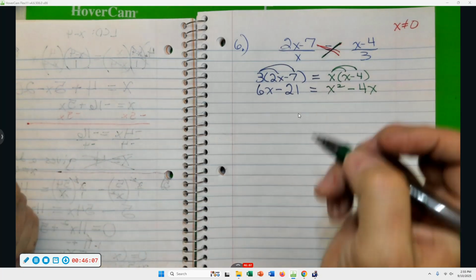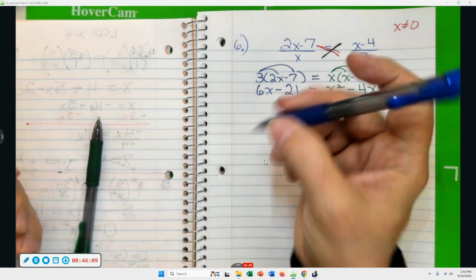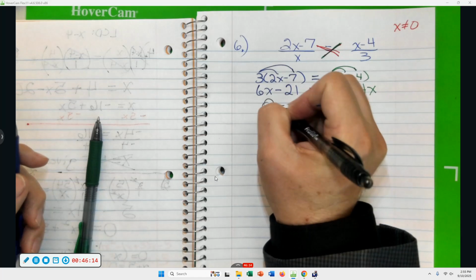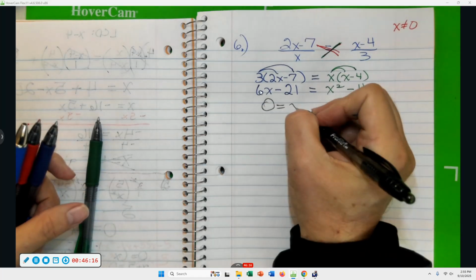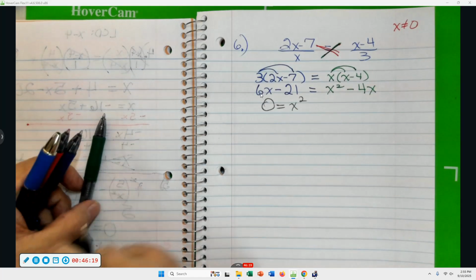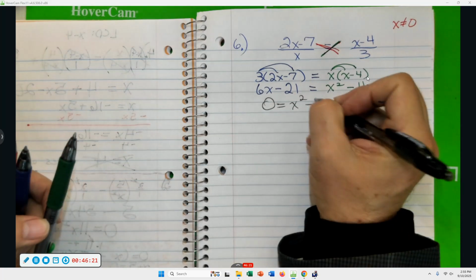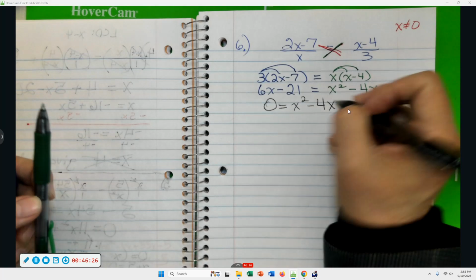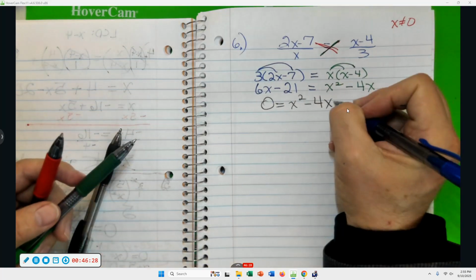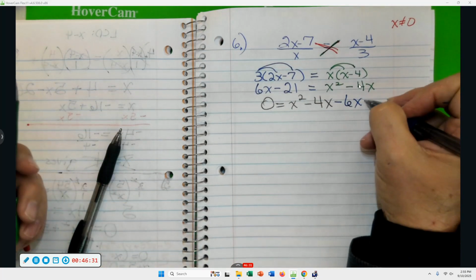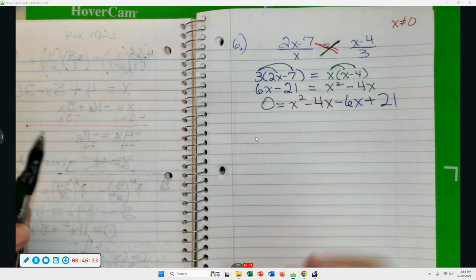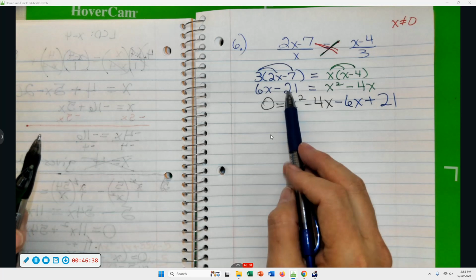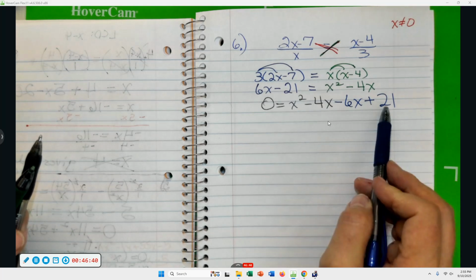So what I'm going to do, I'm going to get the 0 on the left. I think I'll use black. 0 equals, I have an x squared. I have that minus 4x. Let's move this 6x over. That'll become a minus 6x. And what else? Plus 21. Any questions there? I moved the 6x over. It became a minus 6x. I moved the minus 21 over. It became a plus 21.